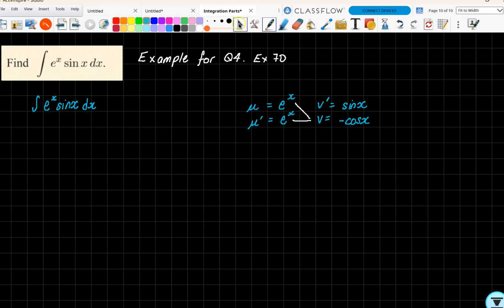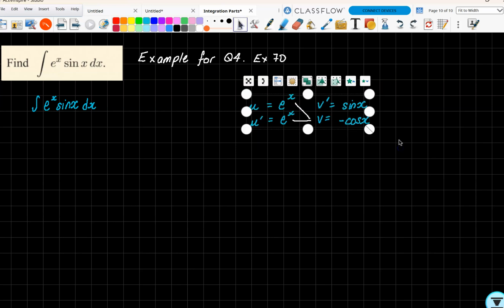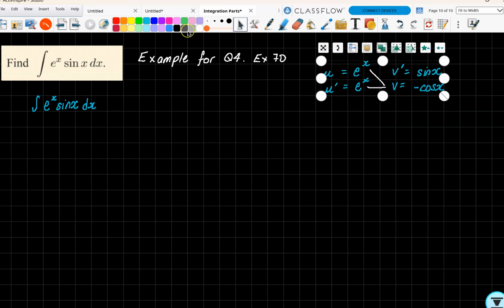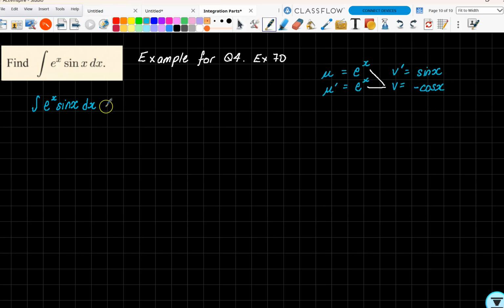So this now becomes, and again this is where I want to have our setting out nicely done, it does take a bit of room. So this becomes equals, okay, e to the x, so minus cos x e to the x, so minus e to the x cos x, minus the integral of these two horizontally times together. So that's e to the x cos x, which is minus, so that now becomes a plus, dx.